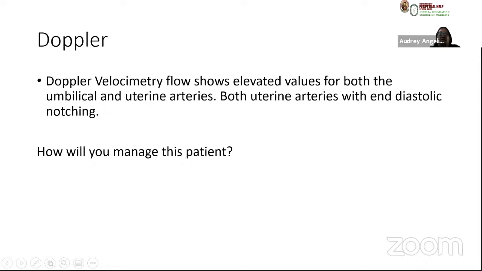This is the result of your Doppler. Okay. Your Doppler velocimetry shows elevated values for both umbilical and uterine arteries, both uterine arteries with end diastolic notch. How will you manage this patient? We'll give magnesium sulphate to prevent eclampsia.